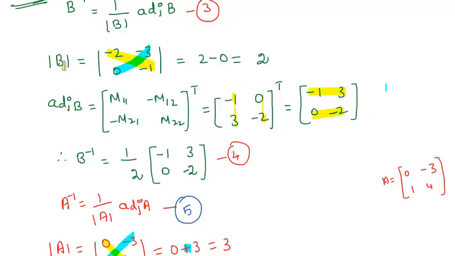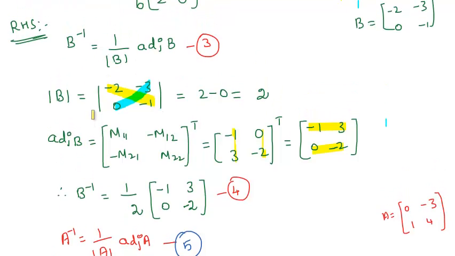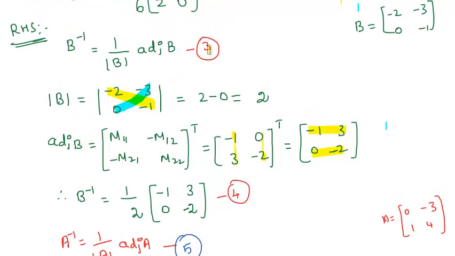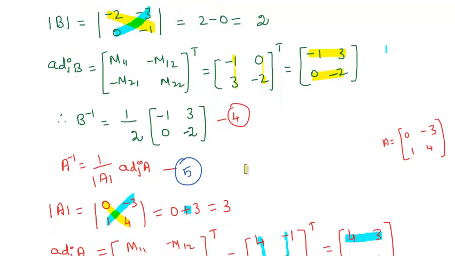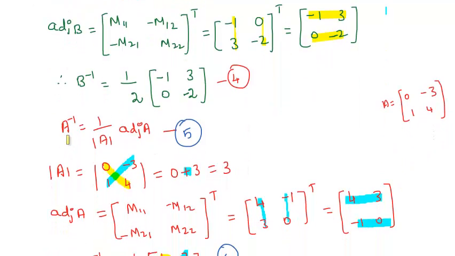So we calculated the value of the determinant of B and the adjoint of B. If you substitute these two values in equation 3, you will get B inverse. B inverse equals 1 by 2, that is 1 by determinant of B, into adjoint of B. So this matrix: -1 3 0 -2. Let's consider this is equation 4. So next you have to find the value of A inverse.